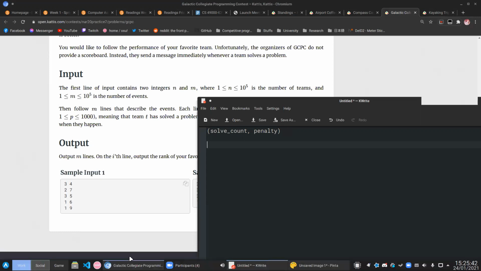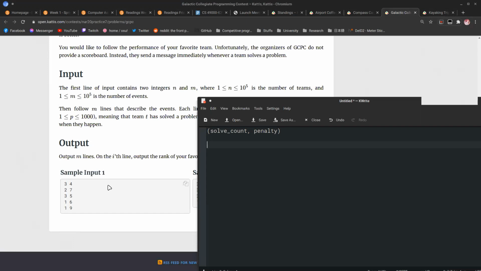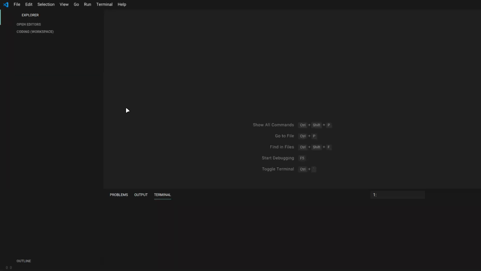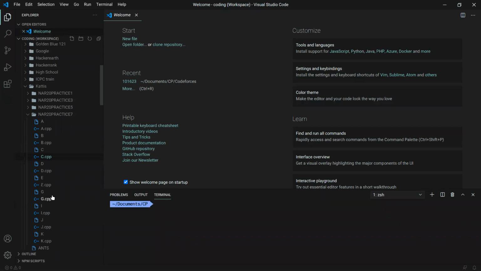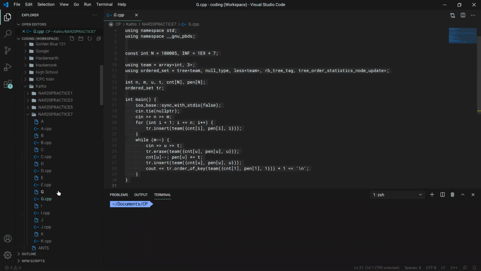So yeah, I would actually want to show my code here. If you know how to use this tree, it is actually a really simple problem. You use this policy based, yes, it's a policy based data structure. This is find the rank of object with updates. Yes, so updating is really simple. You can have two separate arrays to store the penalty and the solve count. So, oops, there it is. My computer is a bit slow.